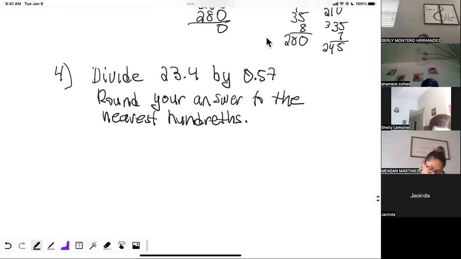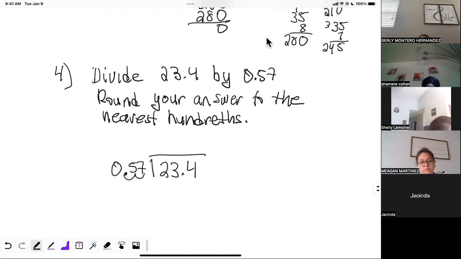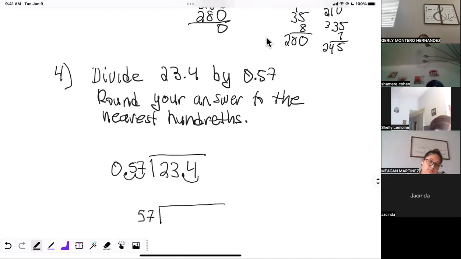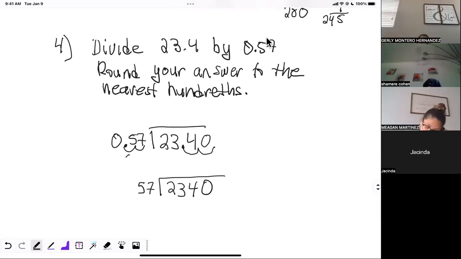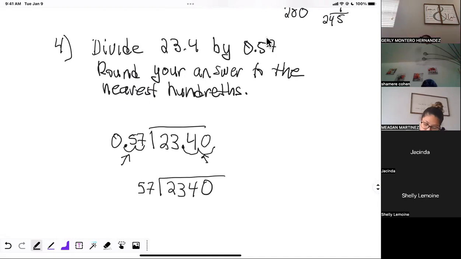Okay, so here we go. We're going to divide 23.4 by 0.57. I could also show you something else. To make 57 a whole number, I have to move it 2 decimal places. That means I have to move it 2 places here, but there's only one number, so 1, 2, that means I have to add a 0. So this number is going to become 2340. Whatever you do here to make it a whole number, you also have to do here.